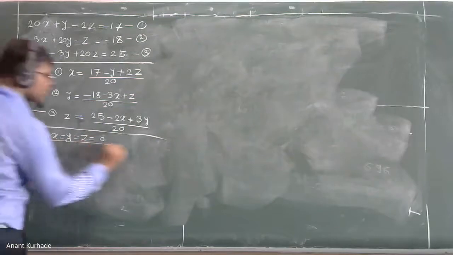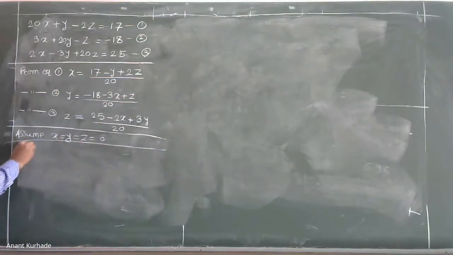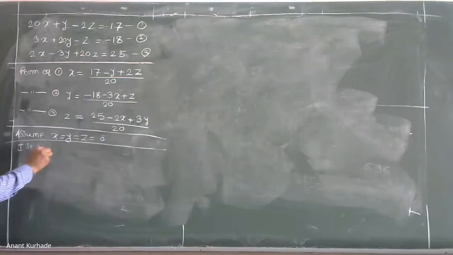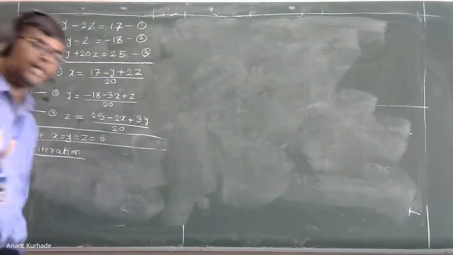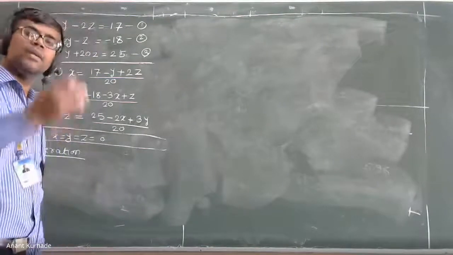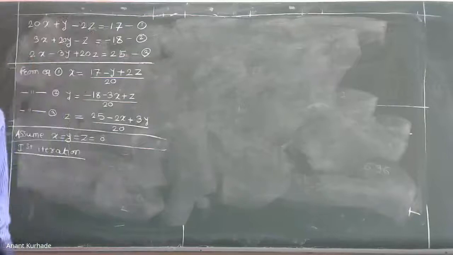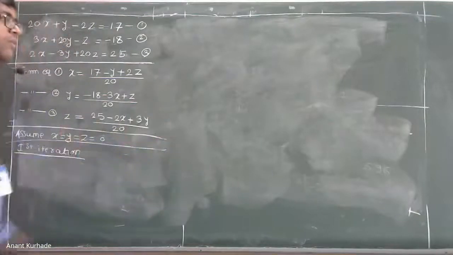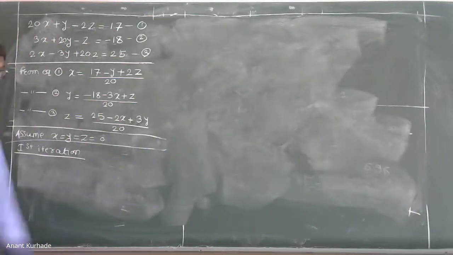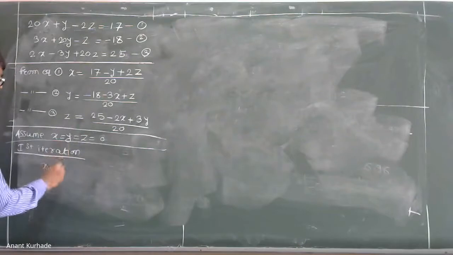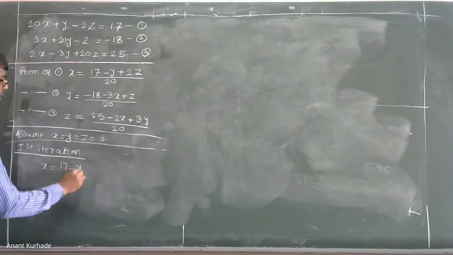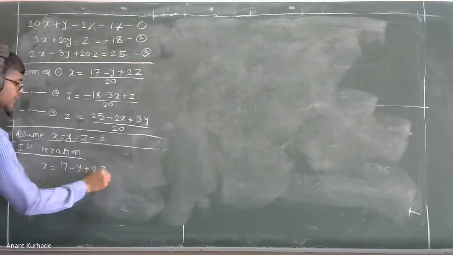Then you can go for the first iteration. So now see, in the Jacobi iteration method, while calculating x, the remaining two variables are 0. While calculating y, the remaining two are 0. While calculating z, the remaining two are 0. So for the first iteration, while calculating x, write this formula: x = (70 - y + 2z) divided by 20.